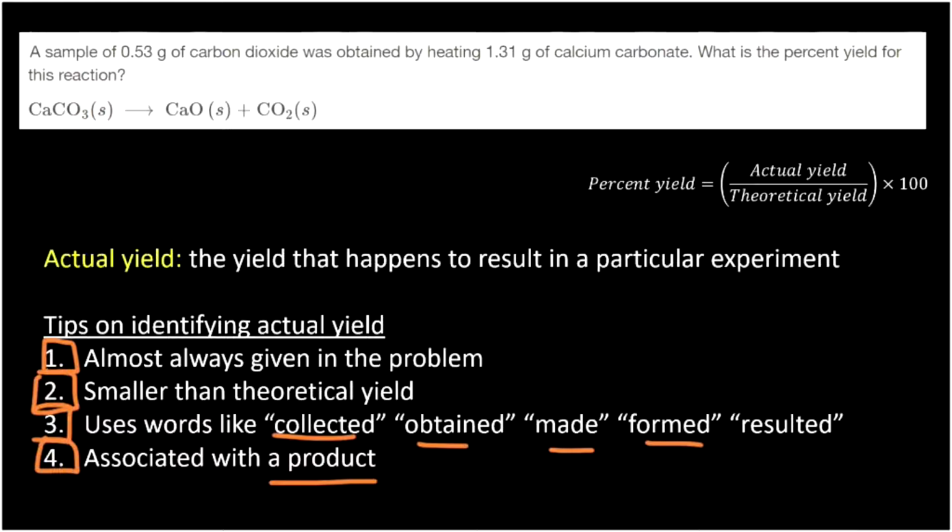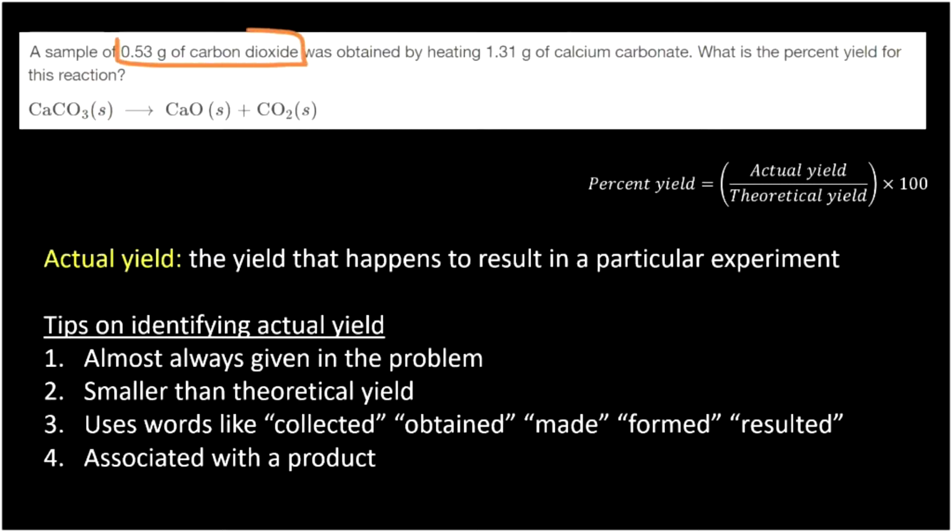So if we go and look at our problem, we'll immediately spot that the 0.53 grams of carbon dioxide is said to be obtained. Okay, good hint that that then is our actual yield. And notice that it goes with carbon dioxide, which is right here. It's a product. So that's another good sign. Meanwhile, the other thing it gives us, 1.31 grams of calcium carbonate, that actually is a reactant. That's our calcium carbonate. Okay, so we've spotted the actual yield. What's our actual yield? 0.53 grams of carbon dioxide.